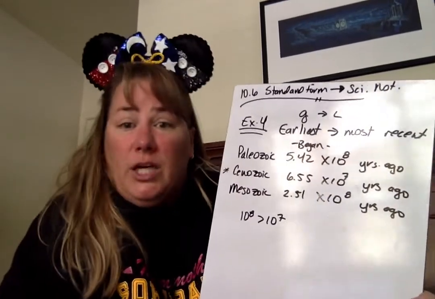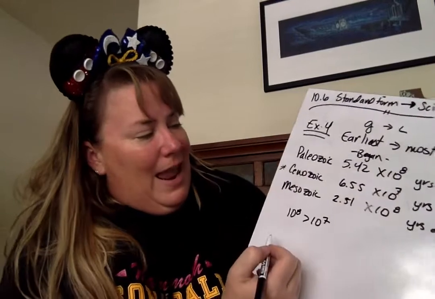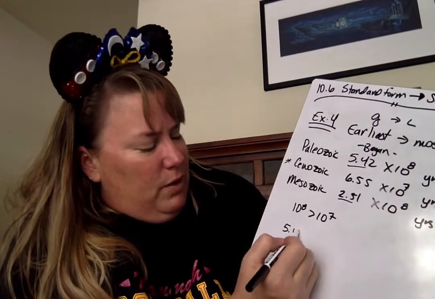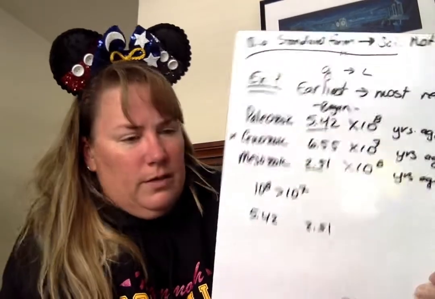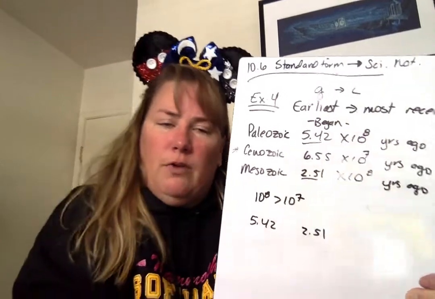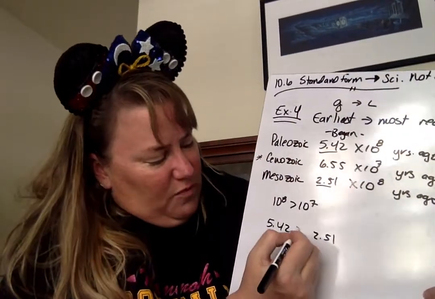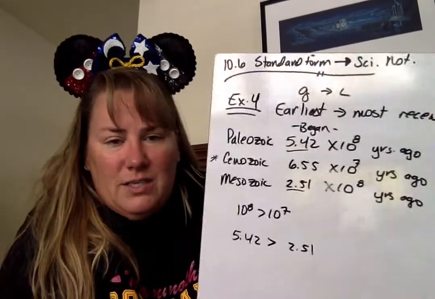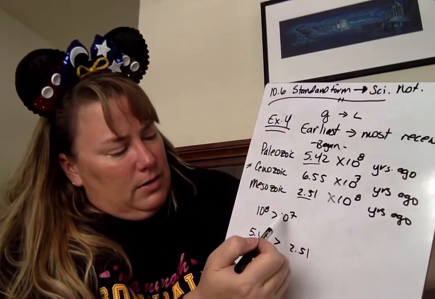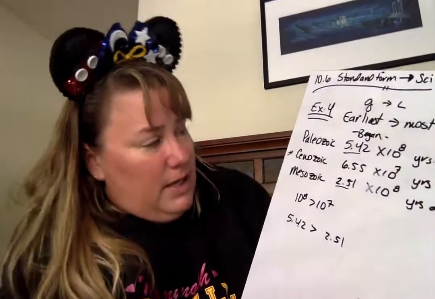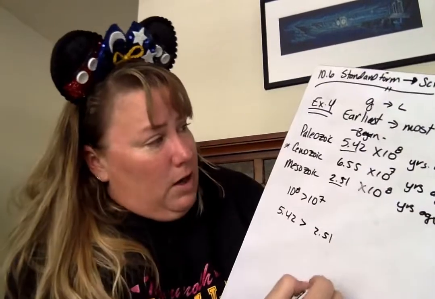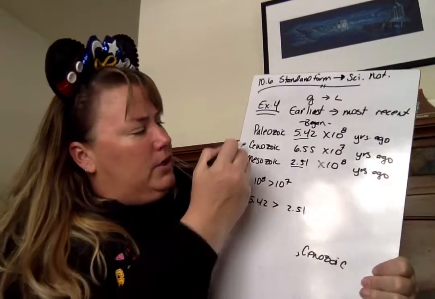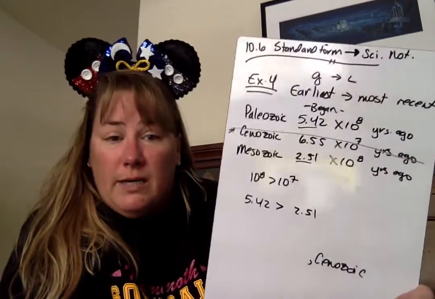That is like the youngest, if you want to think about it. It's the least number. And then I'm going to compare the 8s. So then I'm going to go 5.42 and 2.51. And I'm going to compare them using greater than or less than. And since 5.42 is greater than 2.51, that now tells me which era is the oldest. Since 10 to the 8th is greater than 10 to the 7th, we know that Cenozoic is the least or the most recent era. Cenozoic. Okay? Took care of that one. Cross that one off because we're not using that anymore.